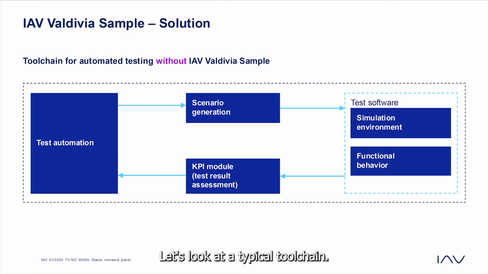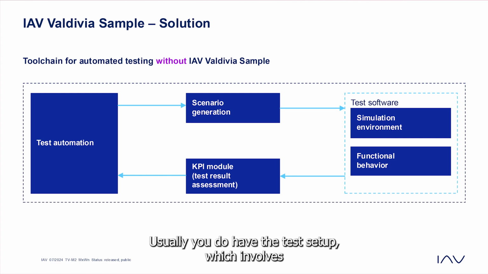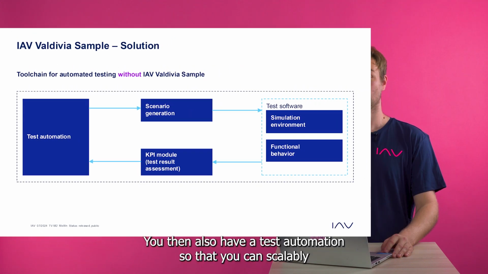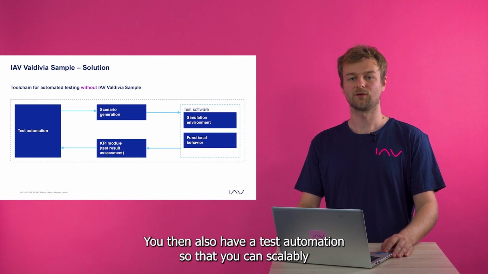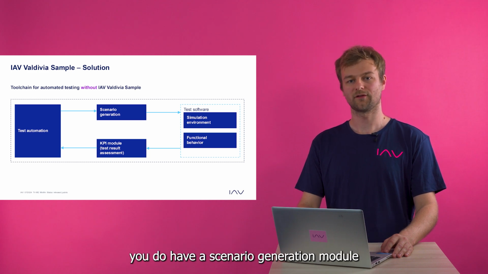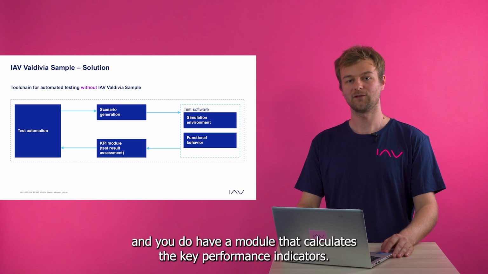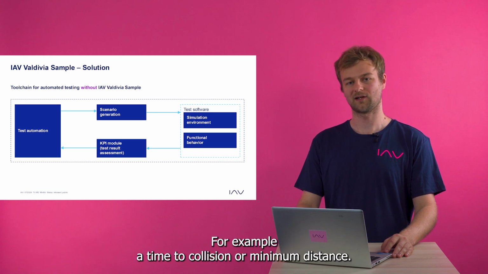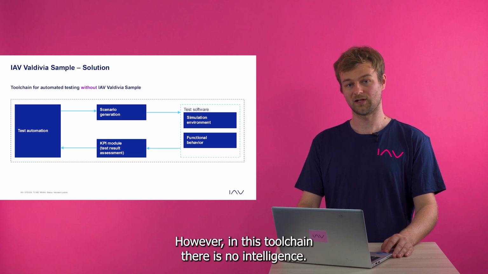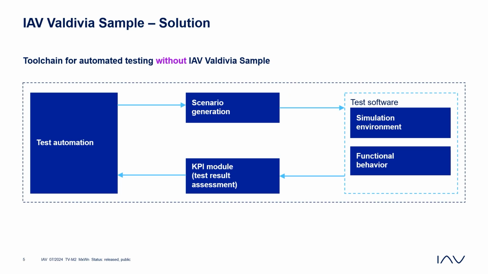Let's look at a typical toolchain. Usually, you have the test setup, which involves the simulation software and also your system under test. You then also have a test automation so that you can scalably use your simulation software and test the system. Between these two components, you have a scenario generation module, and you have a module that calculates the key performance indicators, for example, a time to collision or a minimum distance. However, in this toolchain, there is no intelligence.